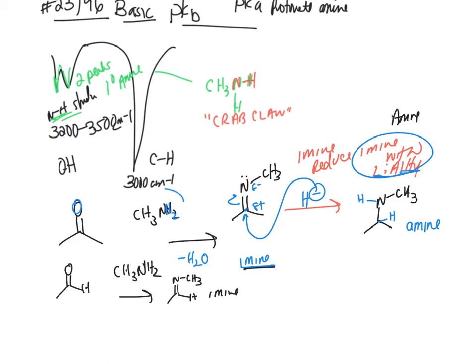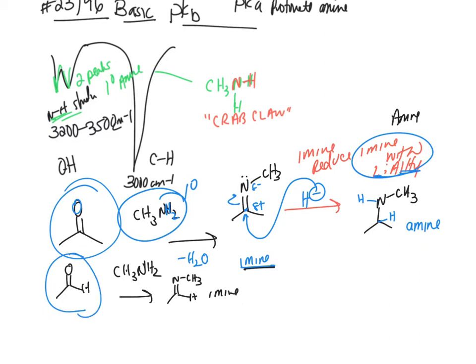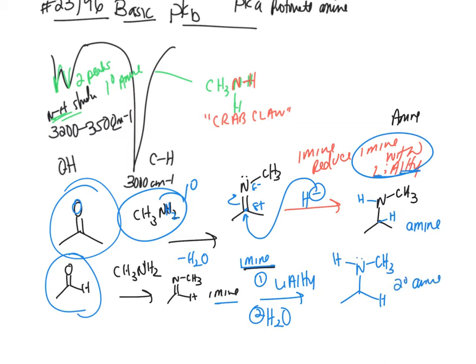And so if you have a primary amine and you react it with a ketone or an aldehyde, you get the imine, and then you can reduce it with lithium aluminum hydride. You'd have to have one and then two. You always have to quench it with water or acid, but this would give you a secondary amine. So this is secondary. So let's look at ways to get primary amines.